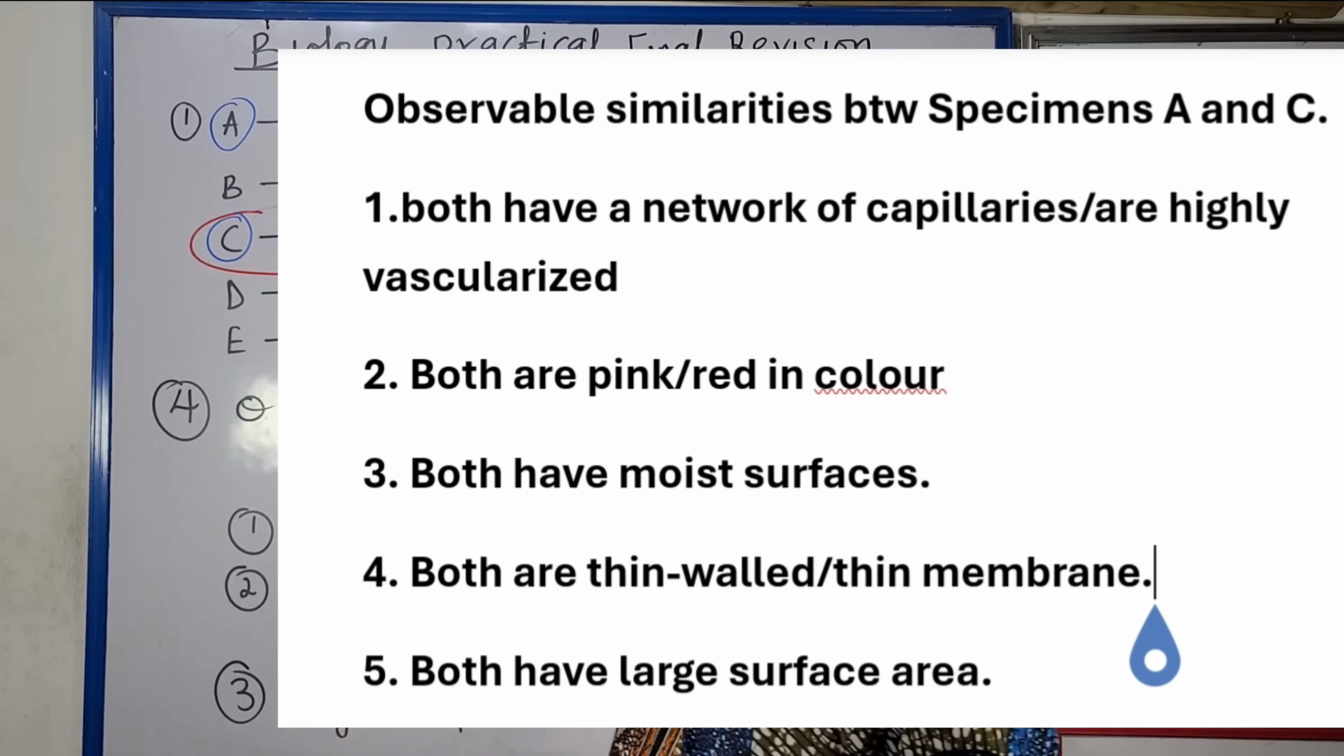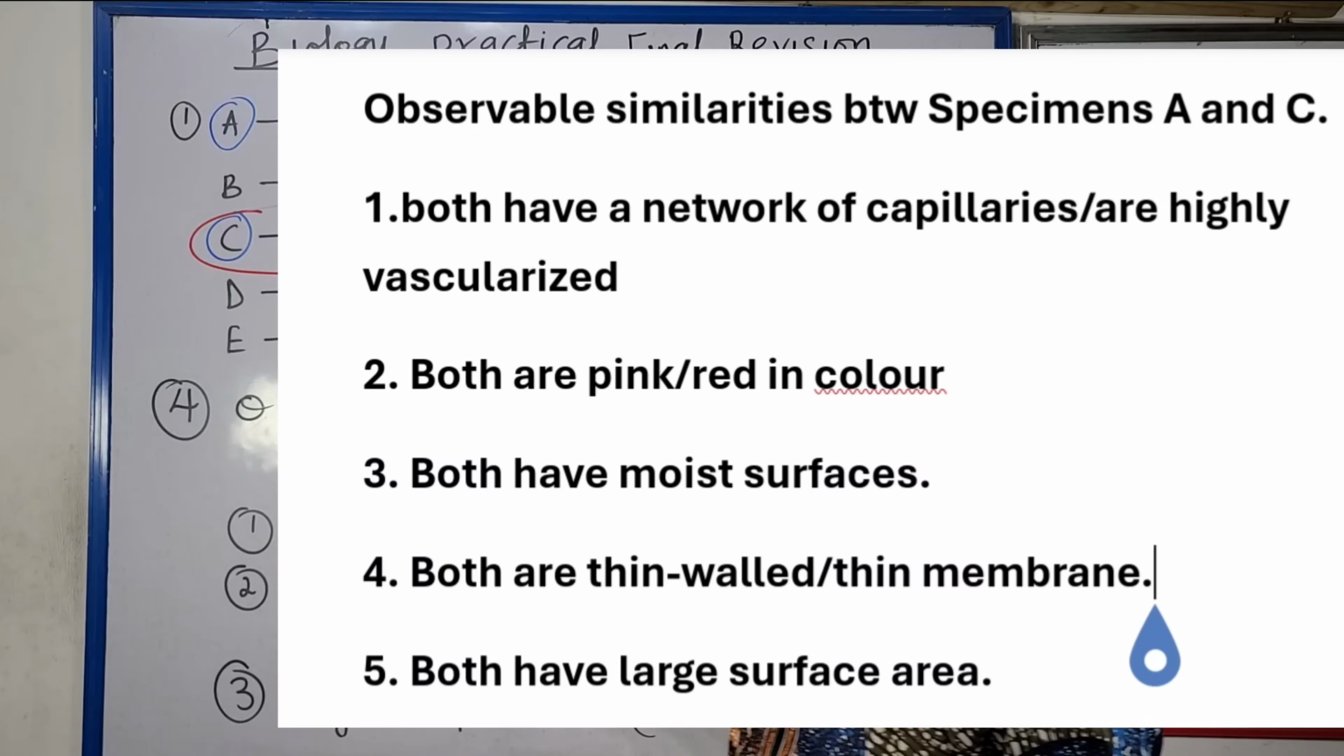That's because, of course, the blood supply. So when you touch both, you're going to see red blood stains. So that's another observable similarity. Both are moist, both are wet. That's another observable similarity. And both are thin walled.